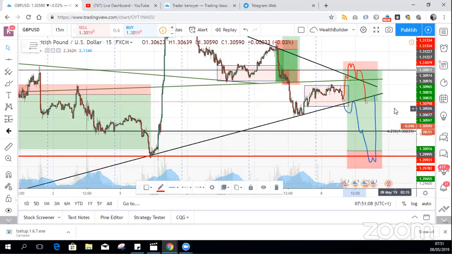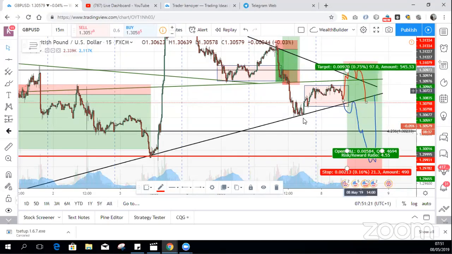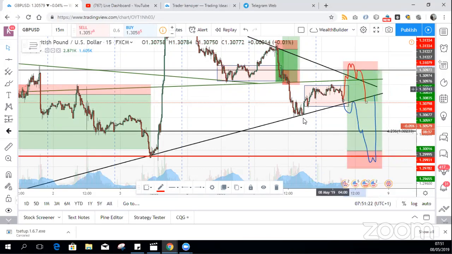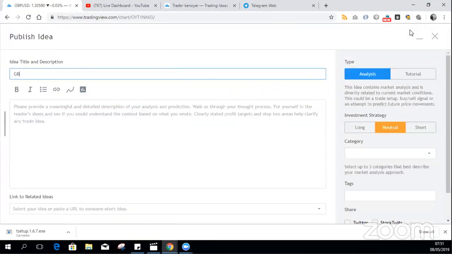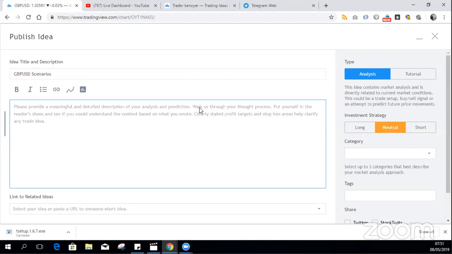If the channel doesn't break on this down move, or breaks and goes all the way down into any of our Q zones, then we will fancy the sell instead, right? So let's see what happens. Either or, one way or the other, right? So I'm just going to publish this. GBP USD scenario. Okay, I'm going to publish this.